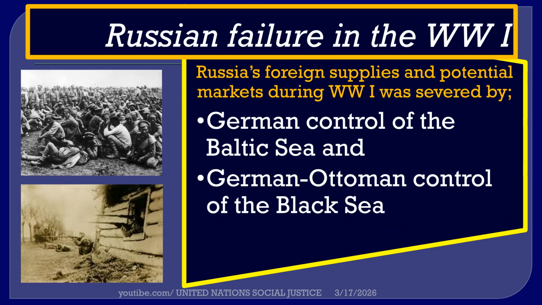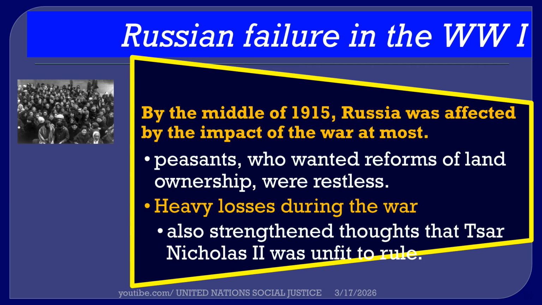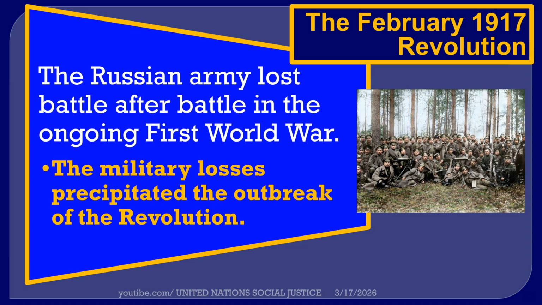Russia's foreign supplies and potential markets during World War I were severely cut off due to German control of the Baltic Sea and German Ottoman control of the Black Sea. By the middle of 1915, Russia was significantly impacted by the war. Food and fuel were scarce, casualties mounted, inflation rose, and strikes increased among factory workers. Peasants demanding land ownership reforms grew restless. Heavy war losses further solidified the belief that Tsar Nicholas II was unfit to rule. The Russian army suffered numerous defeats in World War I. These military losses were a major catalyst for the outbreak of the February 1917 revolution.